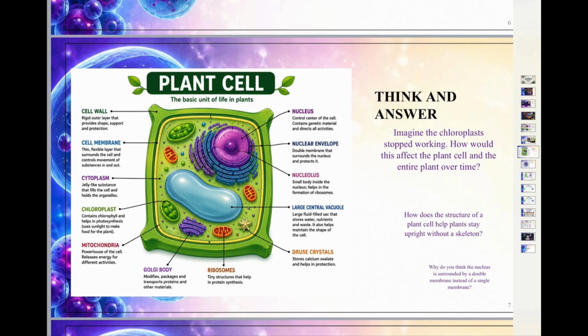Next, there is Golgi body. Golgi body is modifying or packaging all the proteins that are being produced by the ribosome molecule. Ribosome is very crucial. As you all know, ribosome is helping in protein synthesis. Okay? Next is the large central vacuole. As I already discussed, if the vacuole is not present there, then the shape will not be maintained properly. That's why the plant cell has a very large vacuole.